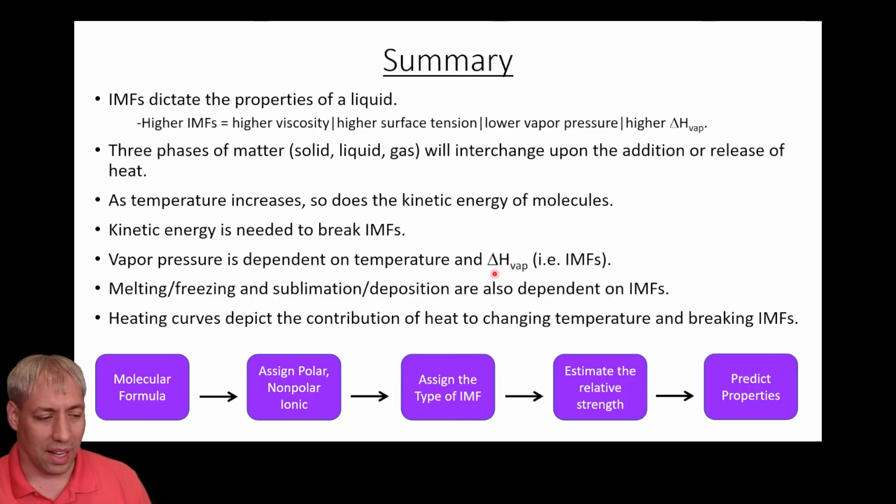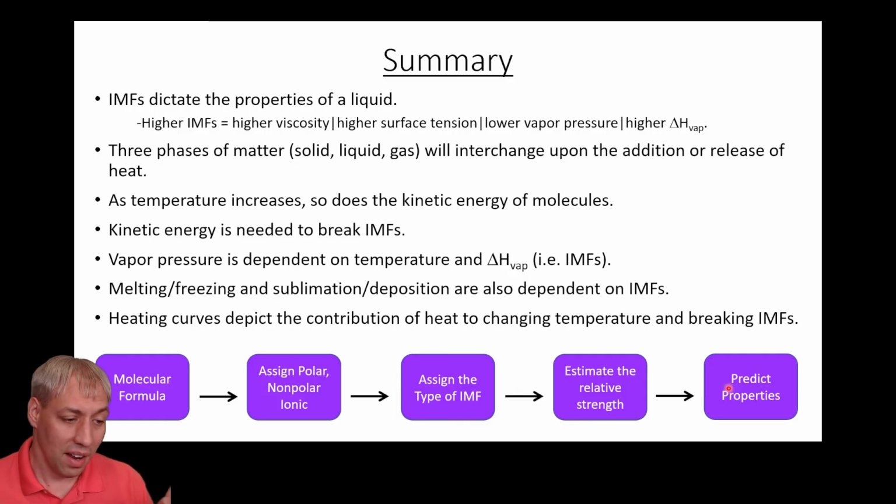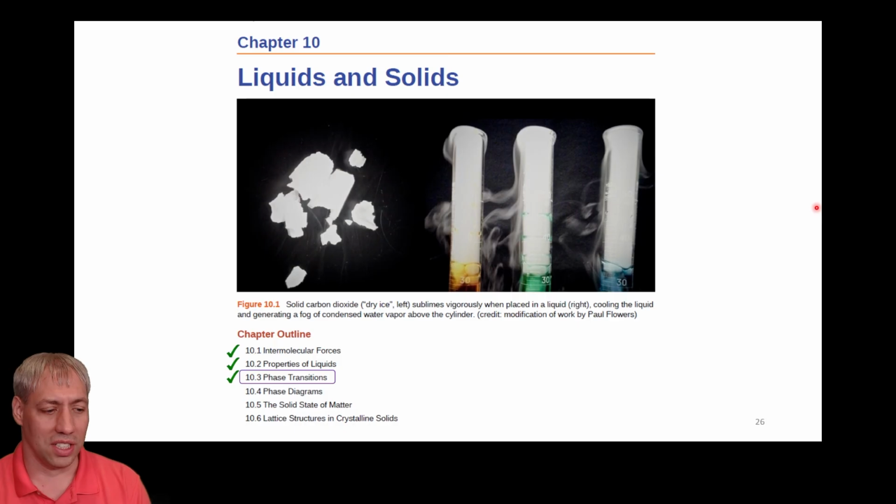Again, going into this journey, we have a molecular formula. We draw a 3D structure. We assign the molecule as polar, nonpolar, or ionic. We assign the intermolecular forces. We can estimate the relative strengths of those intermolecular forces, and we can predict properties, or at least trends in properties. We can look at a molecule and say, this is probably going to have a higher vapor pressure than this because it has weaker intermolecular forces. And that's ultimately the goal with understanding these interactions.